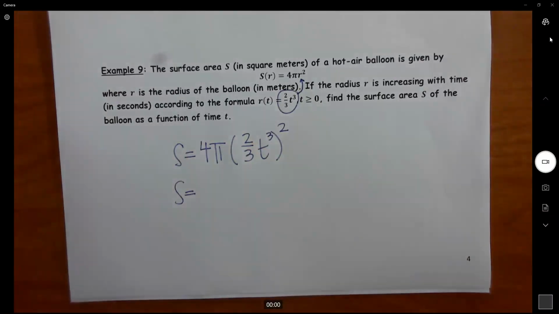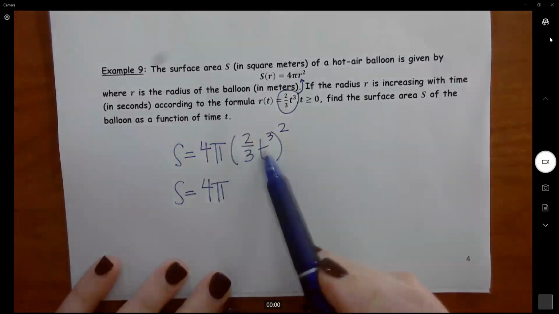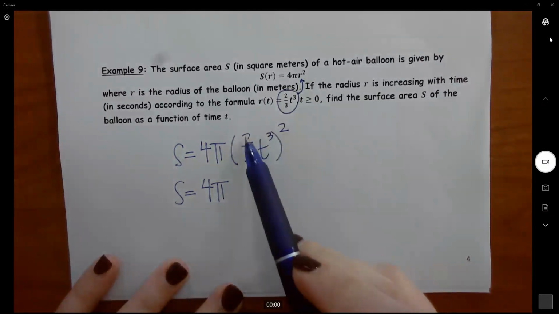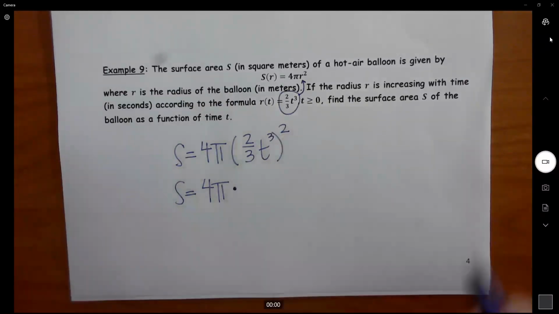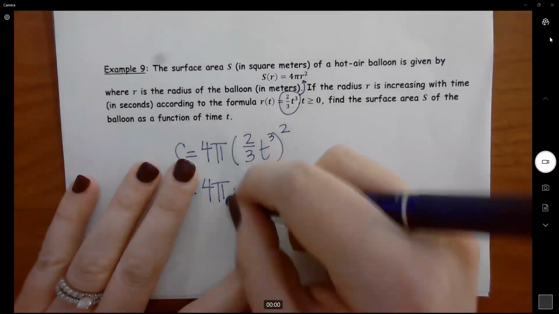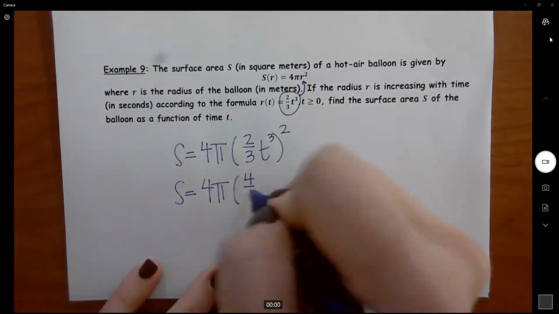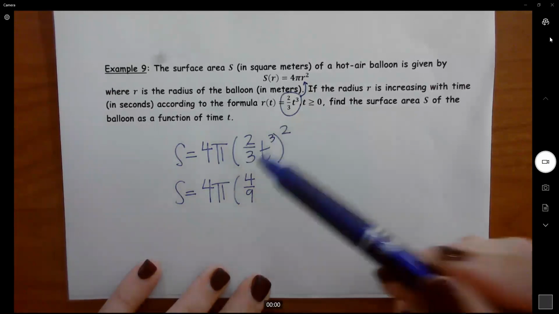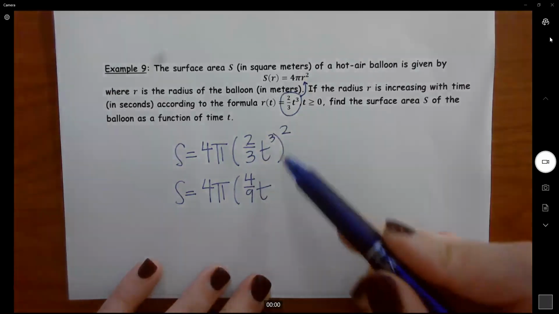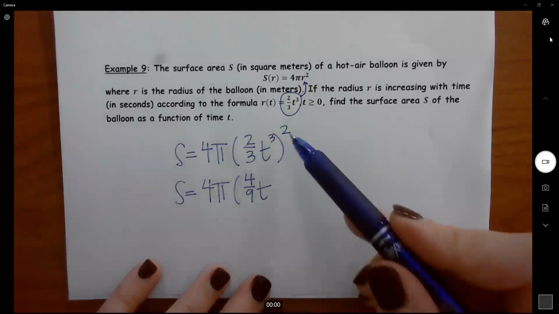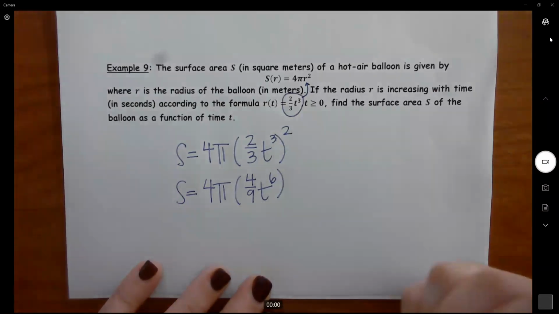Okay, we have to remember our exponent rules. This means everything inside is getting squared. So 2/3 squared is 4/9. 2 squared, 3 squared, 4/9. And then t cubed, all squared is t to the 6th. You multiply. So 3 times 2 gives you 6.